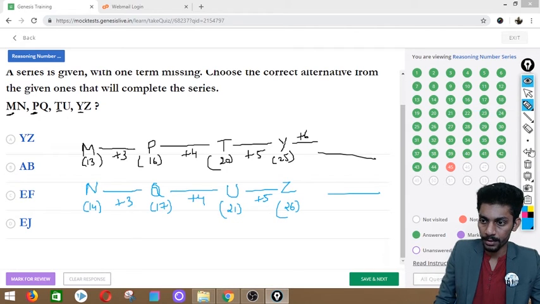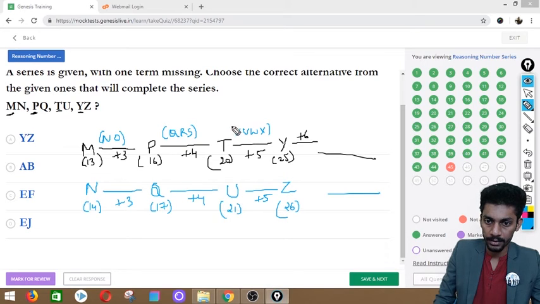Now in simple terms, what does that mean? M, N, O: N, O is skipped, next letter P is written. Here P, Q, R, S: 3 letters are skipped, next letter is T. T, U, V, W, X: 4 letters are skipped, next letter is written. Here Y is done. Z, A, B, C, D: 5 letters are skipped, next letter is E. Correct? Next letter is E.